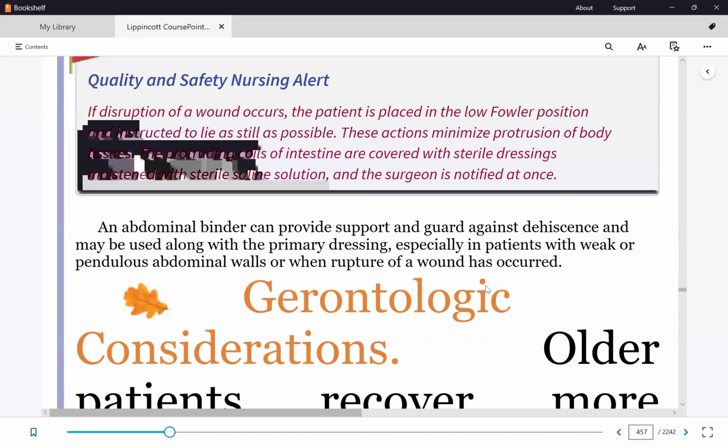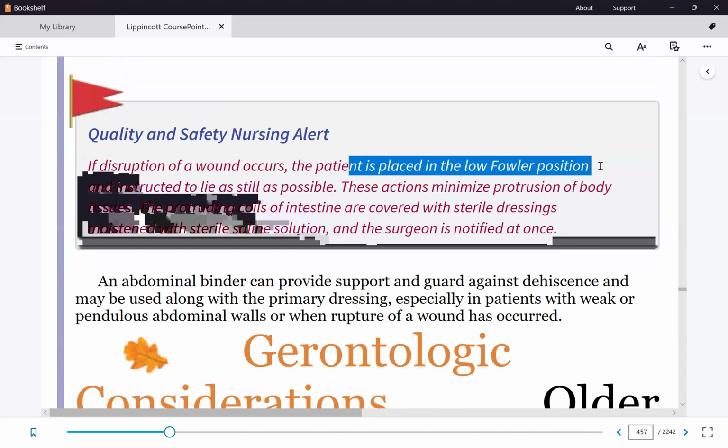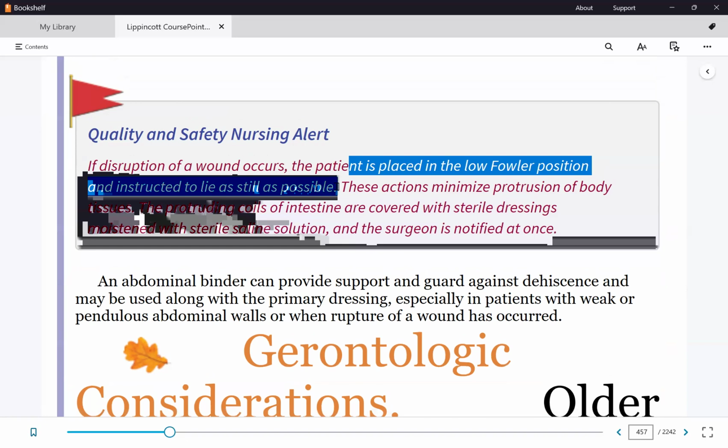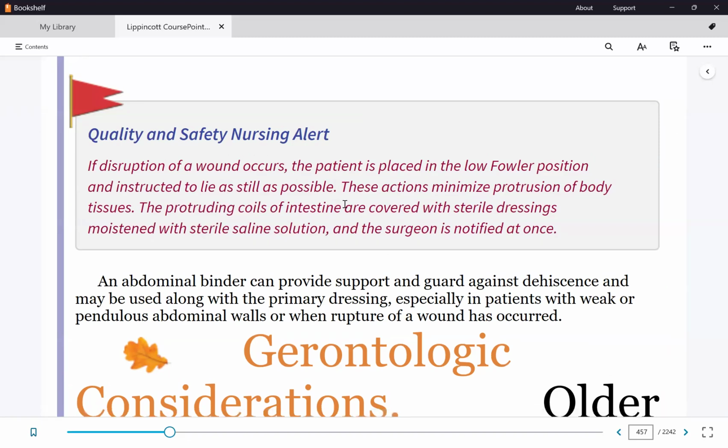All right, let's go to the intervention. So if disruption of a wound occurs, what do you do? Place the patient in a Fowler position and tell them to stay still. Do you leave this patient? No, stay with the patient. If there are bowels coming out, what do you do? You don't push them back in. Okay, so you cover them with sterile dressings, moistened with sterile saline, and then surgery is notified at once. In this order, are we clear?